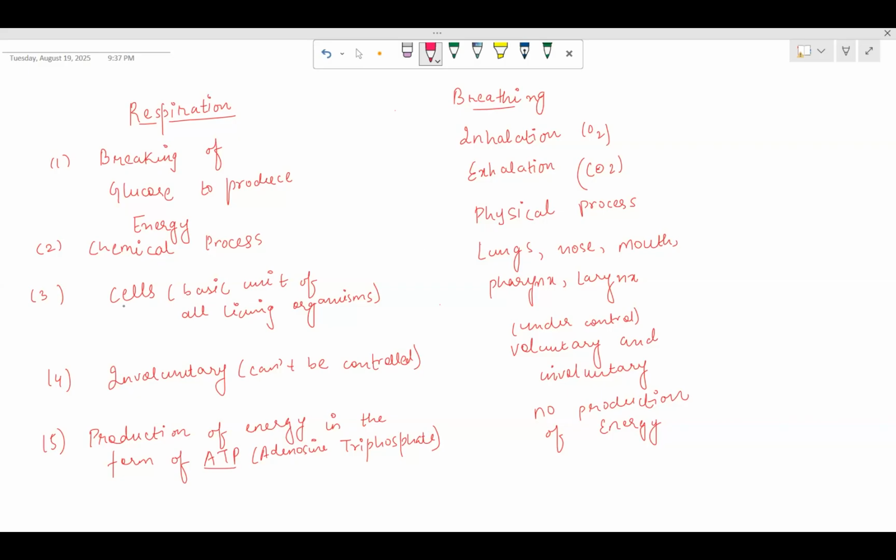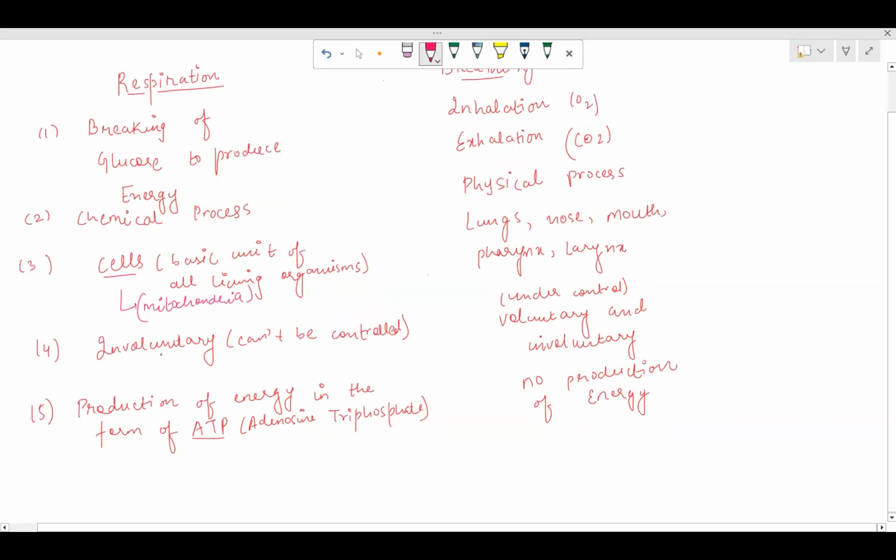Fine. So it is taking place inside the cell, especially in the mitochondria, because energy is being produced there, which will be utilized by the body to perform all the functions. Whereas air can move through the nose, then to mouth and other structures, pharynx, larynx, then trachea, then finally to the lungs. Now, if I talk about the respiration, this process you can't control. That's why it is involuntary.